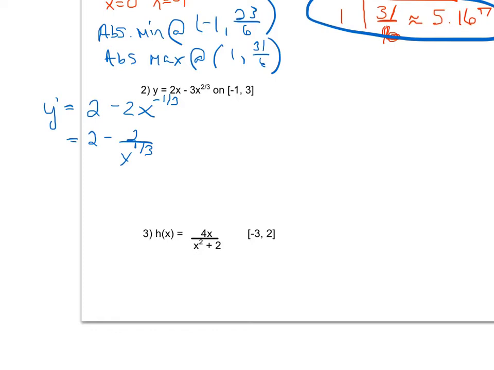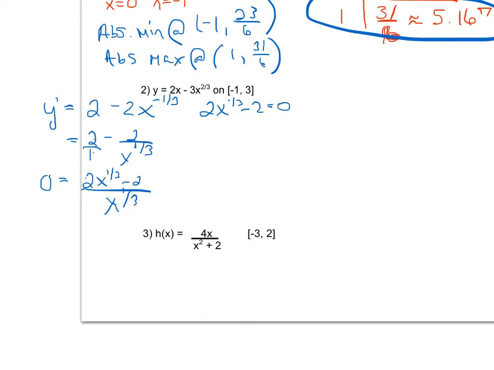I'm going to set my derivative equal to 0, and I'm also going to get a common denominator when I do that, because it makes it much easier to solve than that numerator for when it equals 0. So I'm going to say 0 equals, multiplying 2 and 1 by x to the 1/3, 2x to the 1/3 minus 2 all over x to the 1/3. So now I can go ahead and solve this equation. Because now I have a single fraction, a fraction equals 0 whenever just my numerator equals 0.